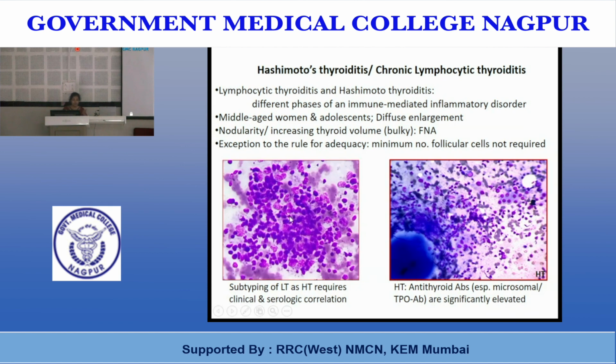And I've already told you that thyroiditis is an exception to the rule for adequacy, that is, a minimum number of follicular cells is not required. Here you can see the close intermingling of the reactive lymphoid population and the degenerated follicular cells. Because of this, the follicular cells are often absent, and subtyping a lymphocytic thyroiditis as Hashimoto's thyroiditis requires clinical and serologic correlation, because in Hashimoto's, along with this picture, you will have significantly elevated anti-thyroid antibodies.